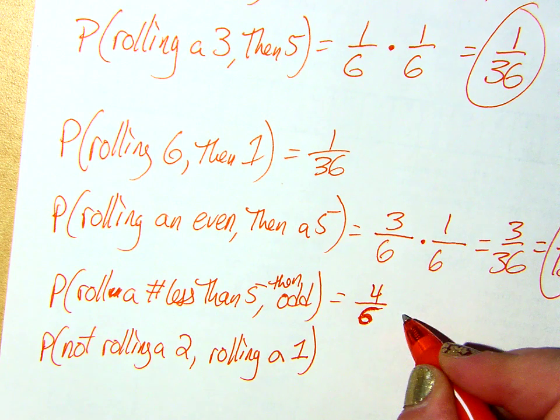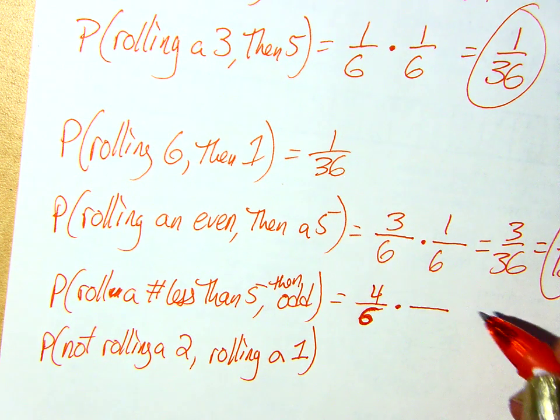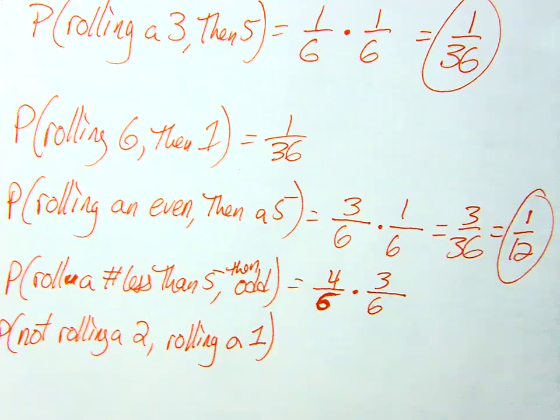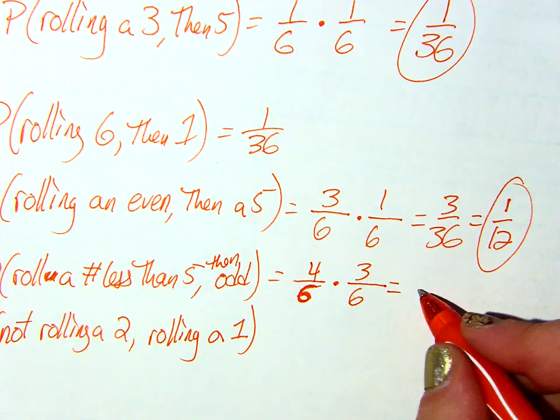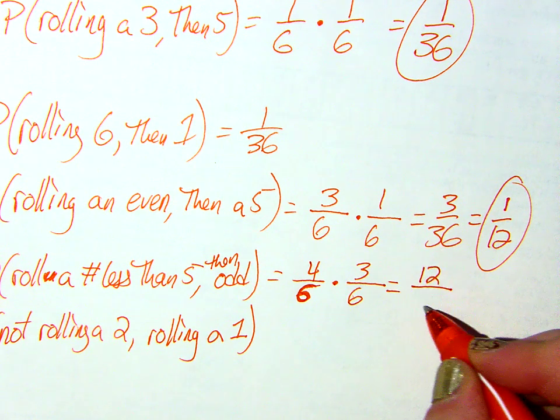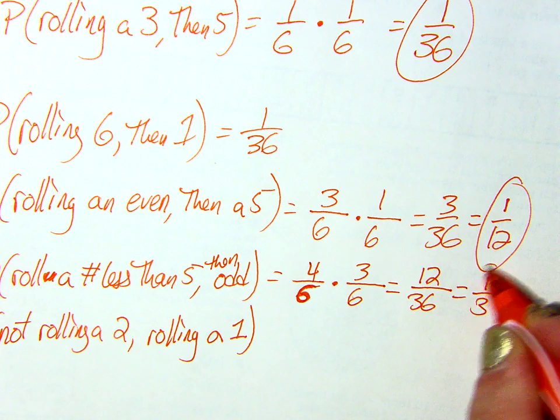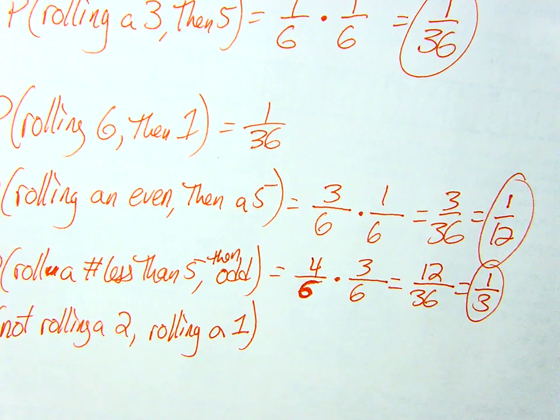And then rolling an odd. What's the probability of rolling odd? 3 out of 6. So when you multiply this together, what'd you get? 12 over 36, which is really 1/3. Yes.